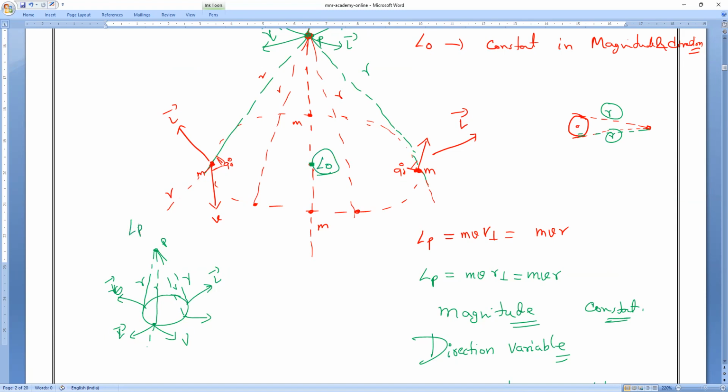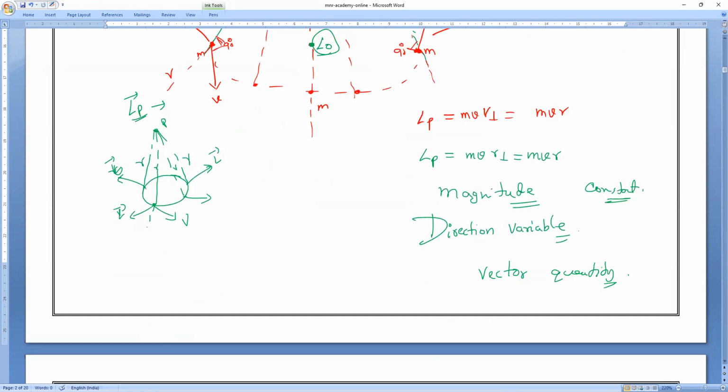But outside the circular track, if I choose the angular momentum for a particular point, it does not remain constant. Magnitude is constant, but which is not constant, everybody? Direction is not constant.